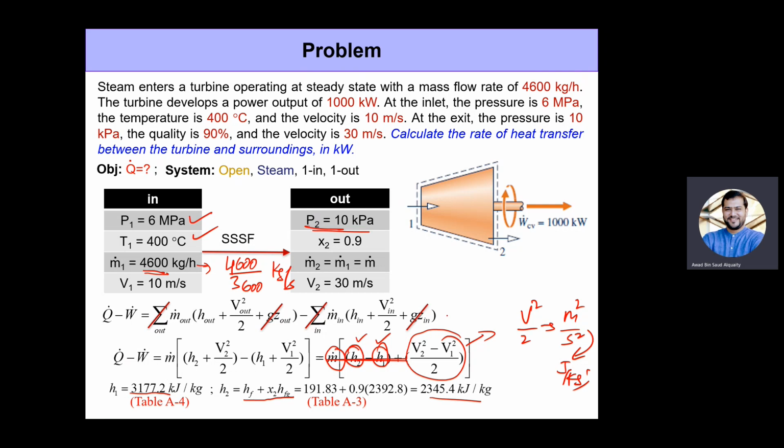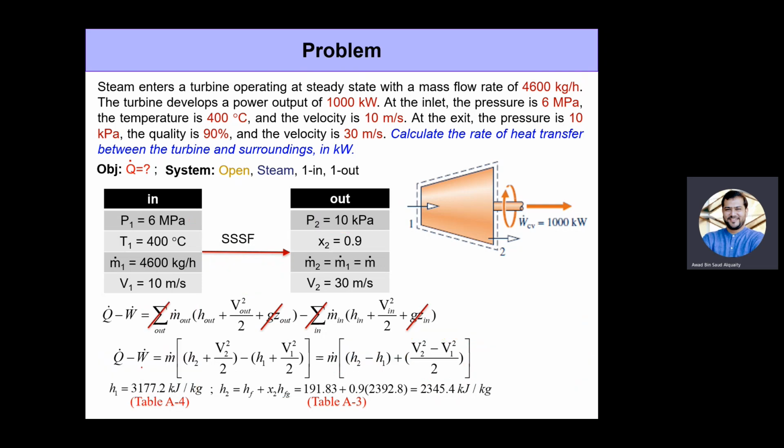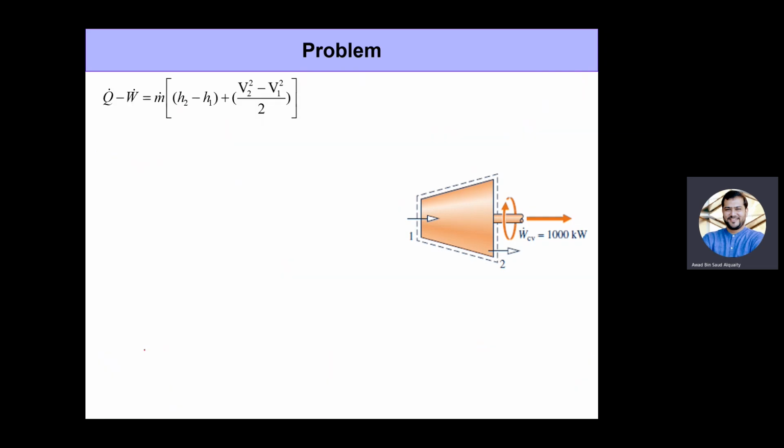Okay, but all other things that we have, like the enthalpies and other stuff, are provided in terms of kilojoule per kilogram. So we're going to divide this V square by 2 by 1,000, right? V square divided by 1,000, so that this joule per kilogram becomes kilojoule per kilogram. Okay, and that's exactly what we will do in the next slide.